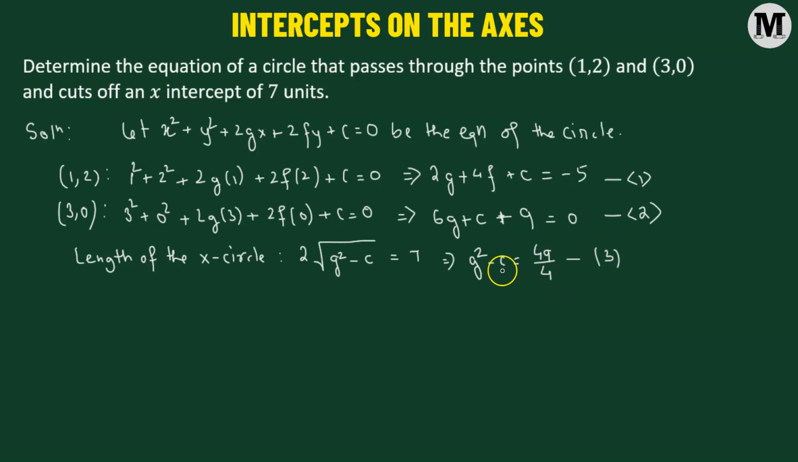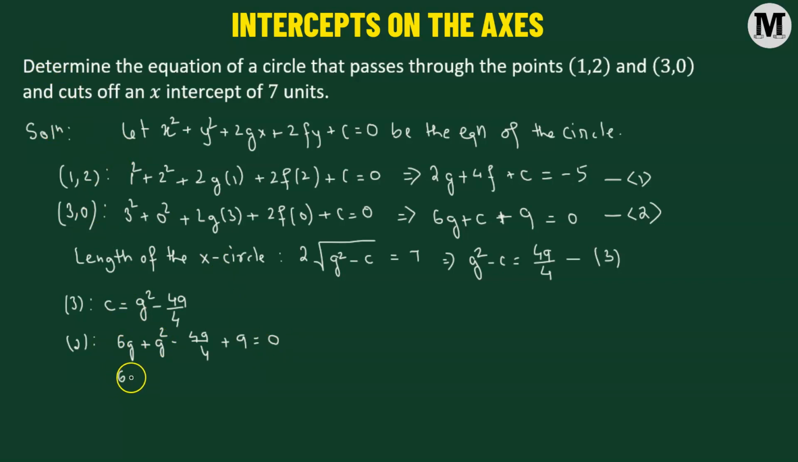Now we will use equations 2 and 3. We can use equation 3 and isolate c from here. So c will be equal to g squared minus 49 over 4. Fine. Now we'll substitute the value of c back in equation number 2. Equation 2 becomes 6g plus g squared minus 49 over 4 plus 9 equals 0.